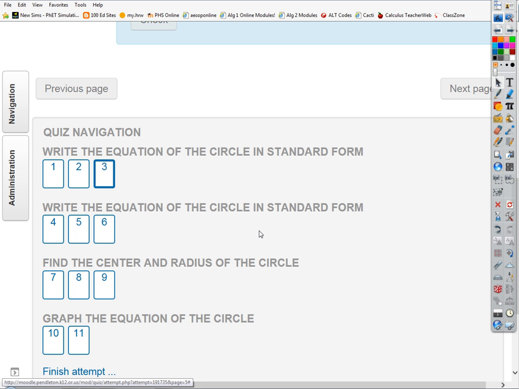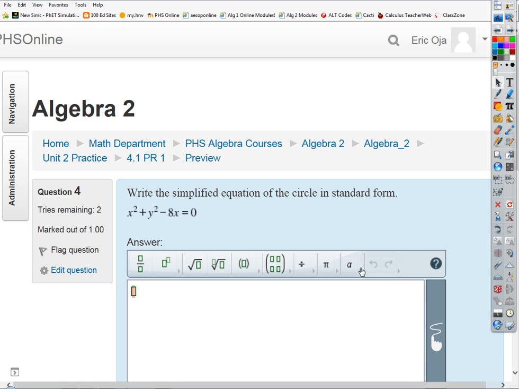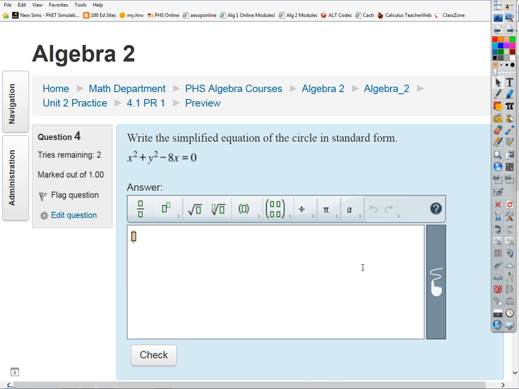Okay. Yeah, let's just do that one. So we want to get this into standard form, right? We want to get this into the form x minus h squared plus y minus k squared equals r squared, right? So let's see, I'm going to do this on a separate page. Too much writing.